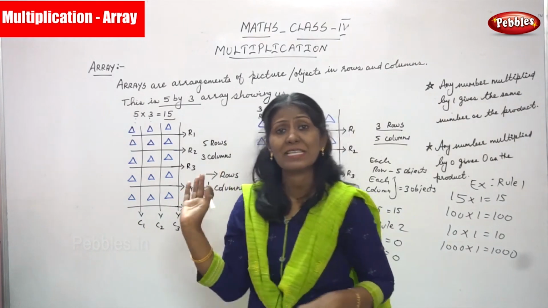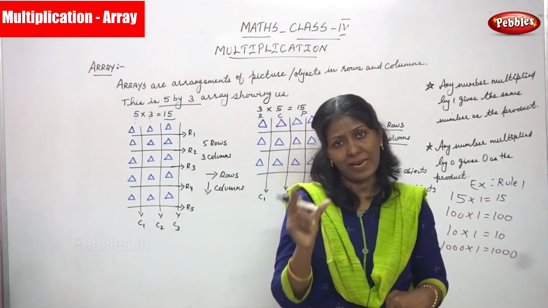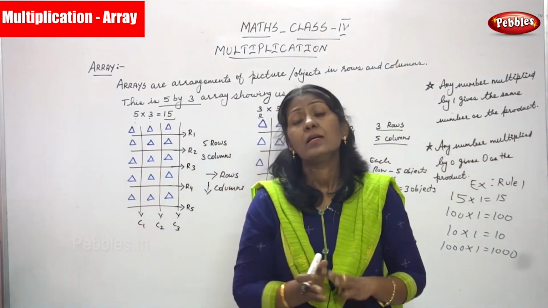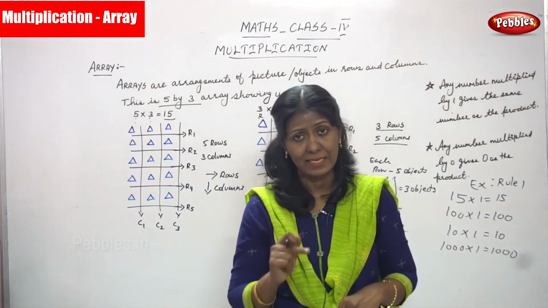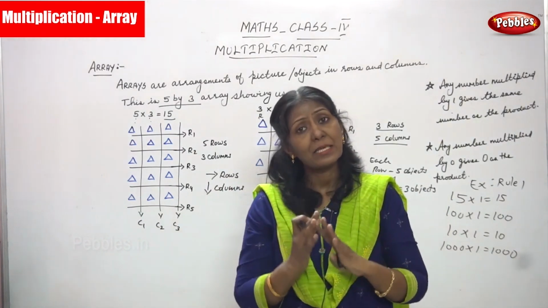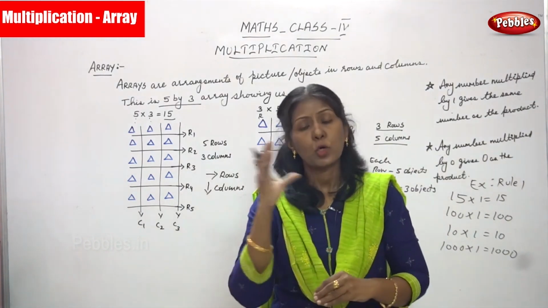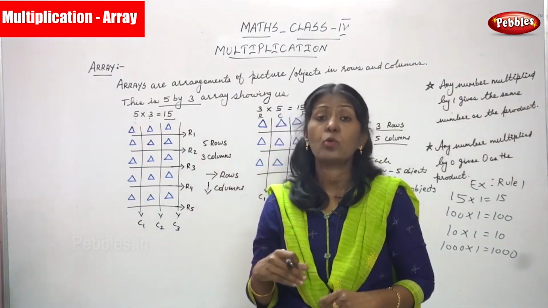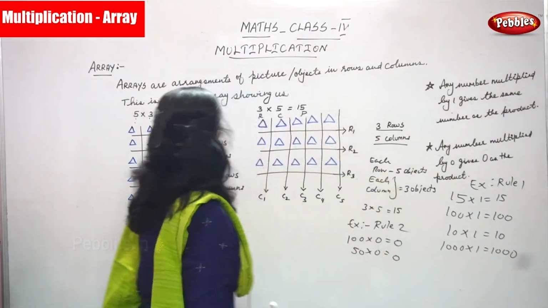So we are going to see an example of a 5 by 3 array. 5 into 3 is a factor and 15 is a product. As I told you, a horizontal line is called a row and a vertical line is called a column. So the array is a proper arrangement in order in rows and columns. So objects or pictures in a proper arrangement of order in rows and columns. For example, first 5 into 3 you can get 15.